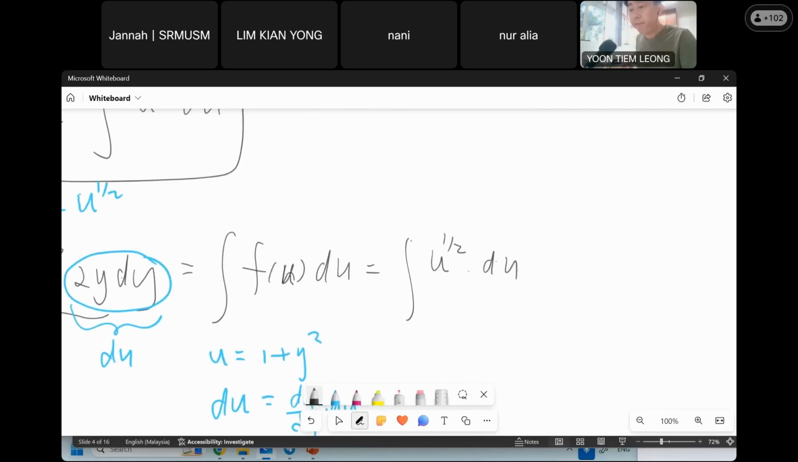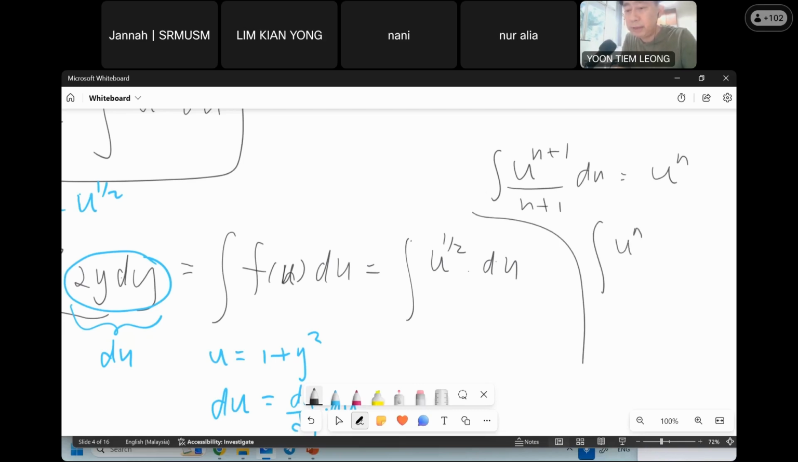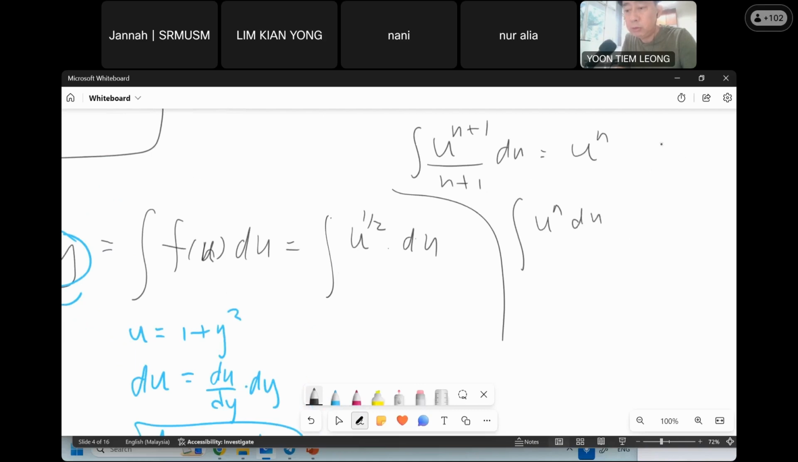Then you can apply the power rule. The power rule says if you have the integral of u to the n du, then this is equal to u to the n plus 1 over n plus 1. Or equivalently, this can also be expressed as u to the n... is equal to u to the n minus 1 over, let me see, what should it be? Should be n minus 1 over n minus 1, if I'm not wrong.